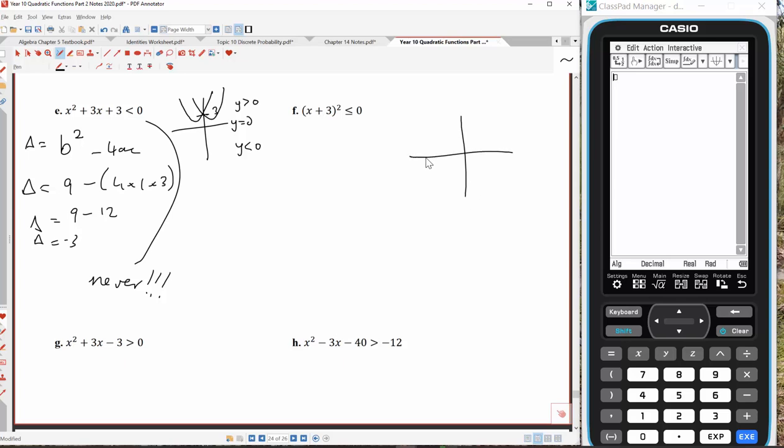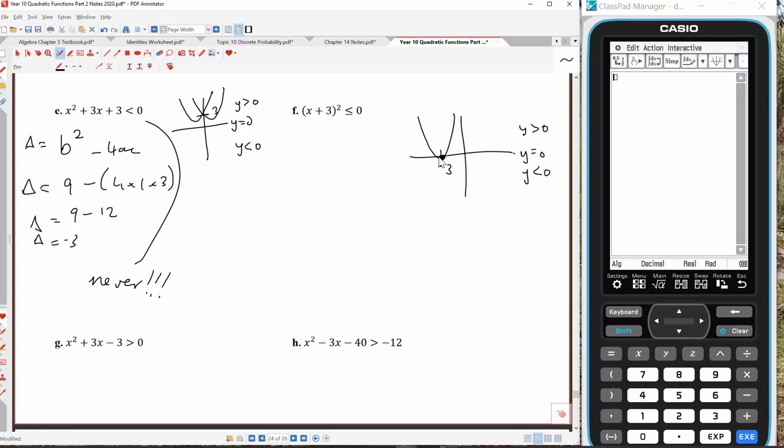All right, let's have a look at this one here. So what we've got is a graph. -3 is the x-intercept. It's an upright graph, and that's basically the y equals x squared graph moved 3 units to the left. And we want to know when it's going to be less than or equal to 0. Well, it's equal to 0 along that line there. It's greater than 0 above, and it's less than 0 below.